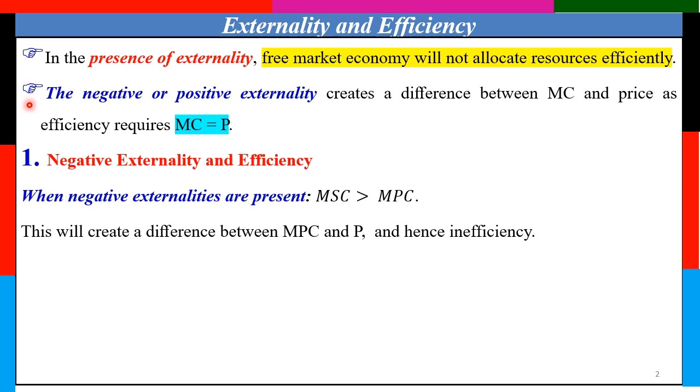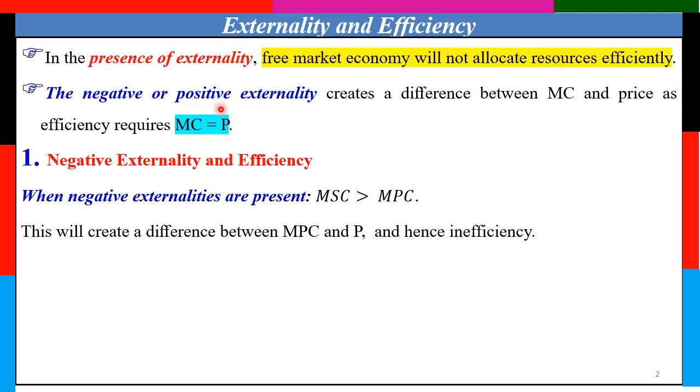Externality and efficiency. In the presence of externality, a free market economy will not allocate the resources efficiently. If there is externality, the free market may not be what? Allocate the resources efficiently and effectively.